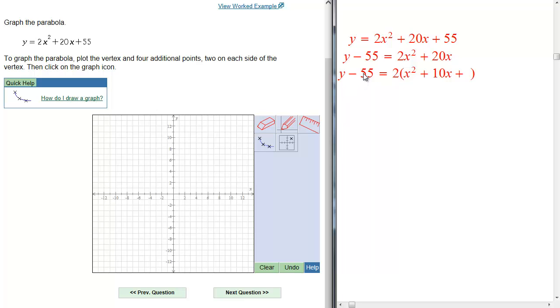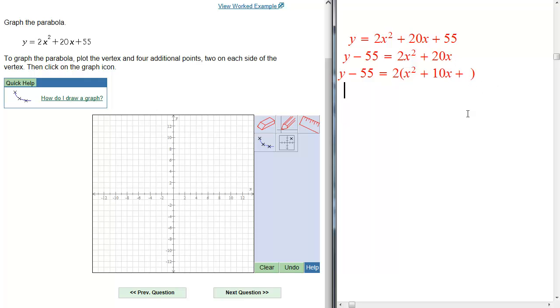In the next problem, you're not given the equation of a parabola in the right format. So let's make it in the right format. Let's subtract 55. So we have y minus 55 equals 2x squared plus 20x. Factor out the 2 from the right hand side. So we have 2 times x squared plus 10x, because 2 times 10 is 20x.